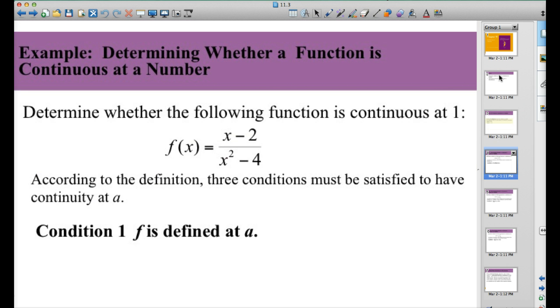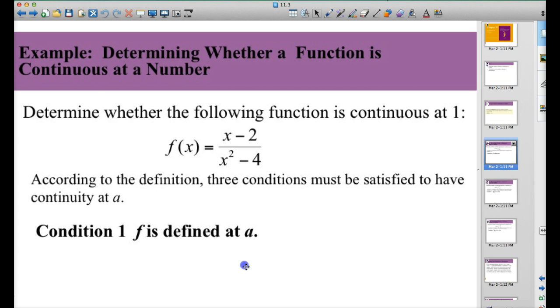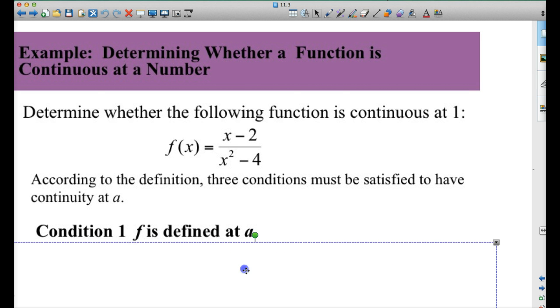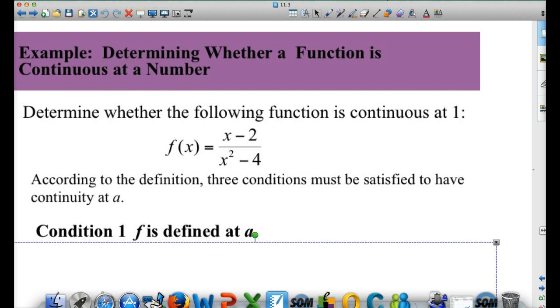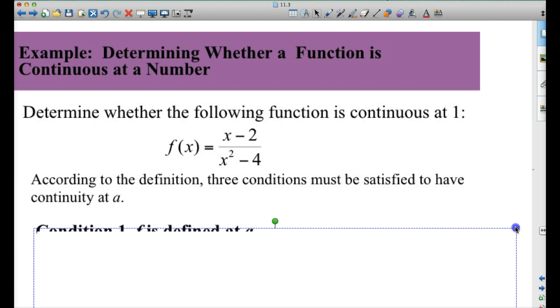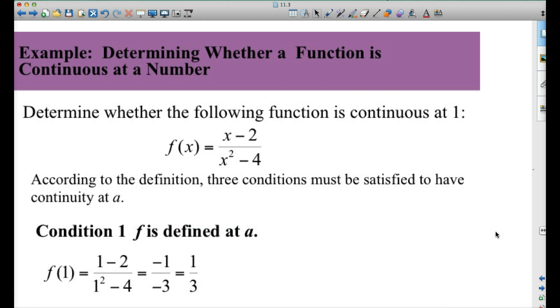So let's look at this one. Determine whether the following function is continuous at a equals 1. According to the definition, three conditions must be satisfied. First, the function is defined at a. So we plug in 1 here. We get the answer 1/3, and it is defined at a.